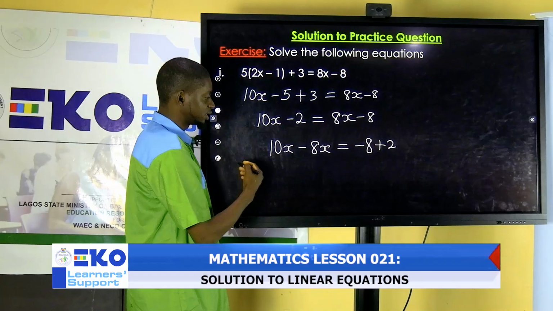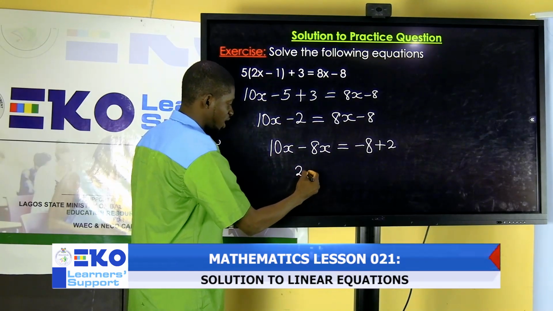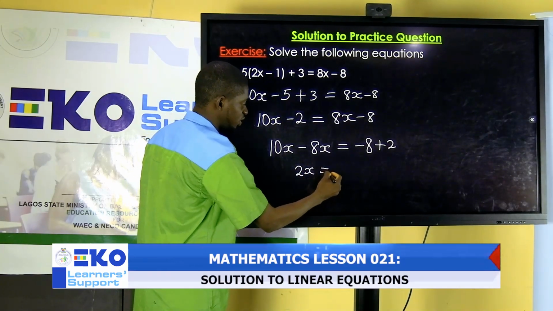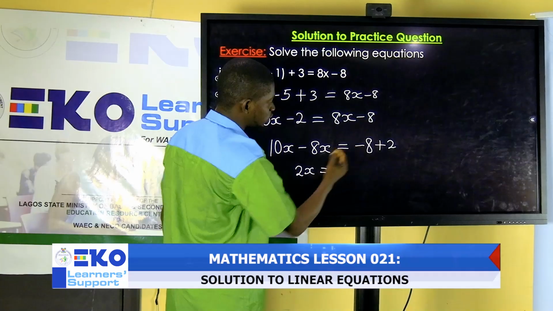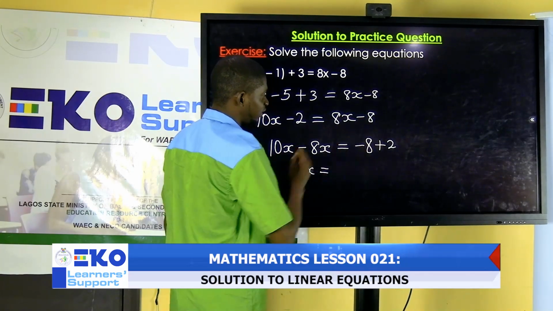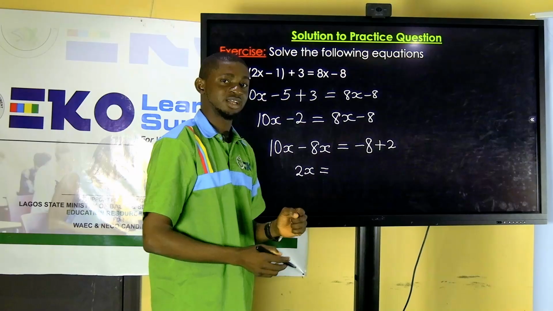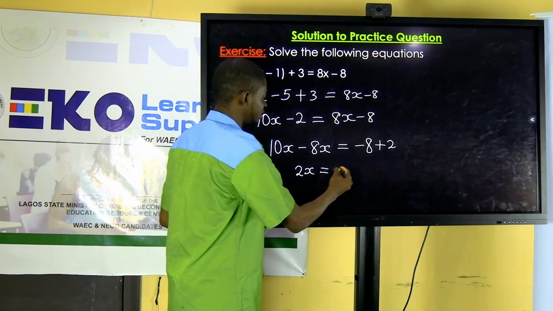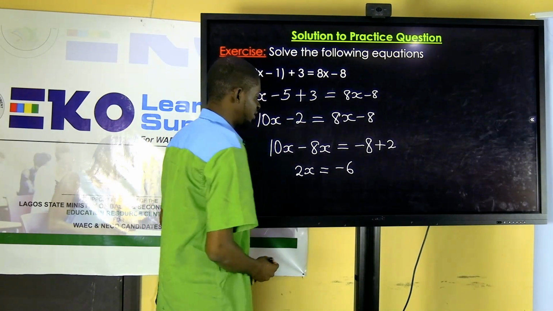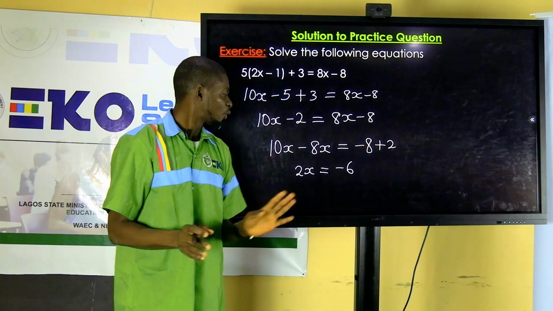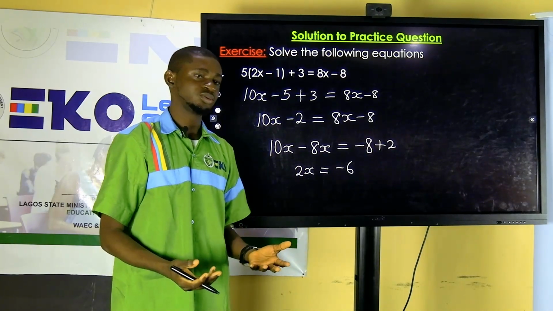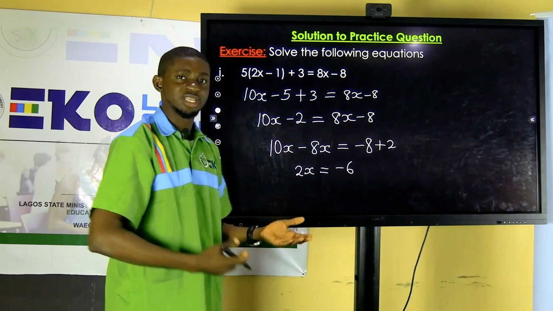Here, when we subtract this, we have 2x, which is equal to, when you subtract this, you have 8. Someone is owing you 8 naira. The person pays 2 naira. The person is still owing you 6 naira. So negative 6.